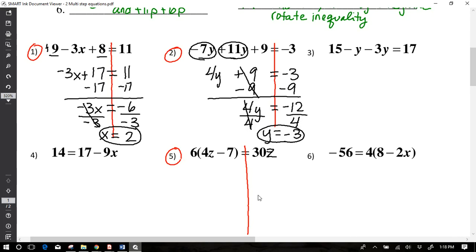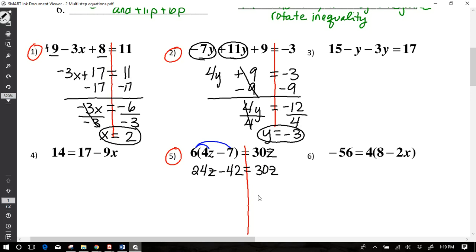I see some parentheses, so the first thing that I want to do is to distribute the 6 into everything that's inside the parentheses. 6 times 4 is 24z, and then 6 times negative 7 is negative 42. Bring down the equals and bring down the 30z.